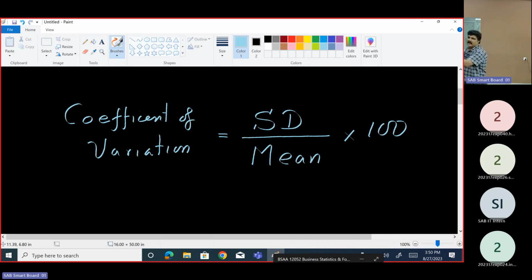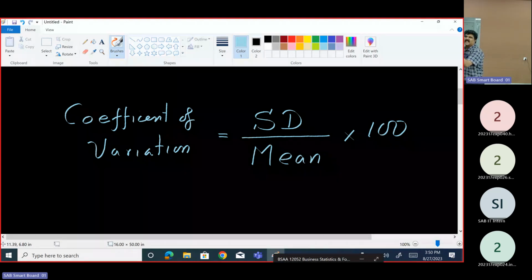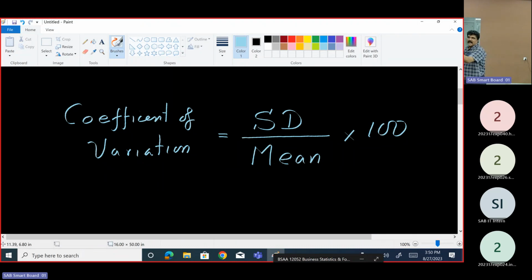So why this 100? For a data set, if you compare the standard deviation value and the mean value, the standard deviation will be smaller than the mean. If you divide a smaller value by a larger value, you get a fraction as the answer. To make that fraction a larger value, you make it a percentage. That's why that 100 is there. Otherwise, there is no use in this 100.